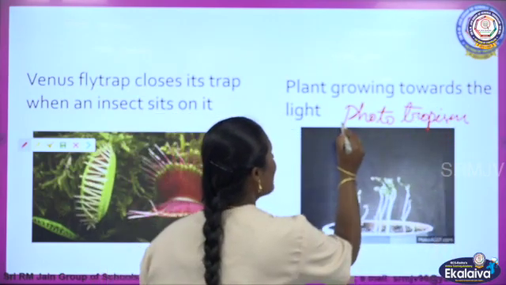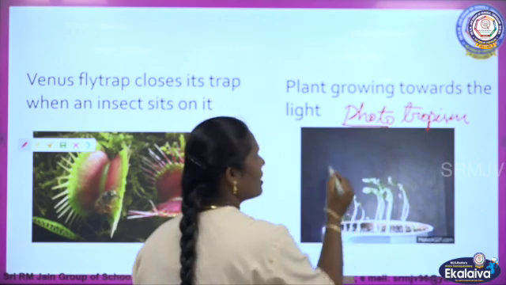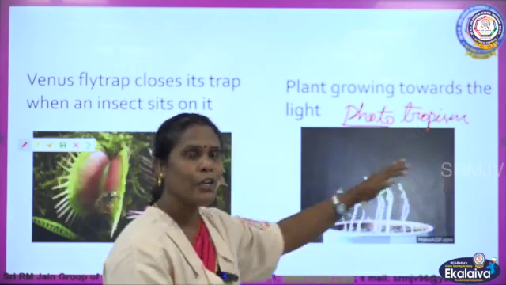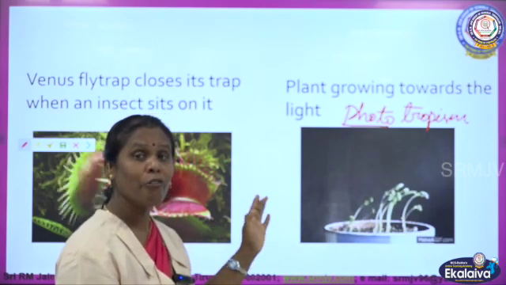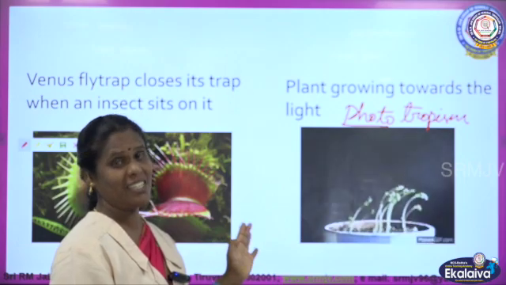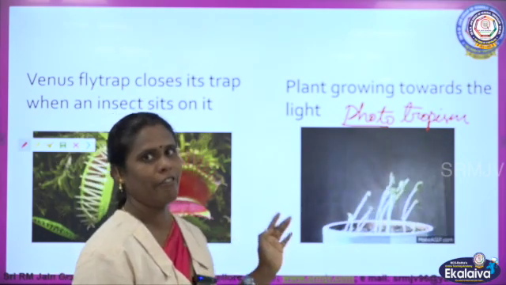Photo means light. Trophism means turning. Turning of plants towards the light. So that we can say it is phototropism.